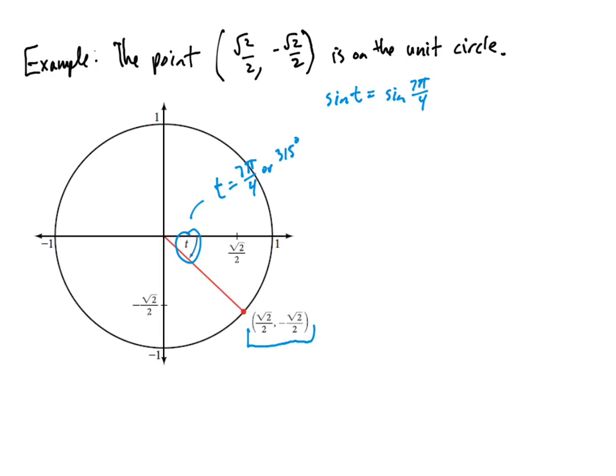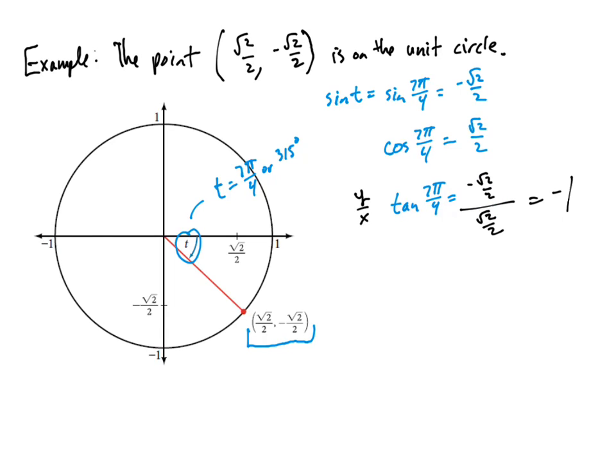Okay? And sine of 7 pi over 4 is just the y-coordinate, so that is equal to negative root 2 over 2. I'm going to keep using the actual angle here, because this is probably a more common way you'll see this type of question. Cosine of 7 pi over 4 is just the x-coordinate. Tangent of 7 pi over 4 is, remember, that's y over x. So the y-coordinate is negative root 2 over 2 divided by root 2 over 2, which is just equal to negative 1.